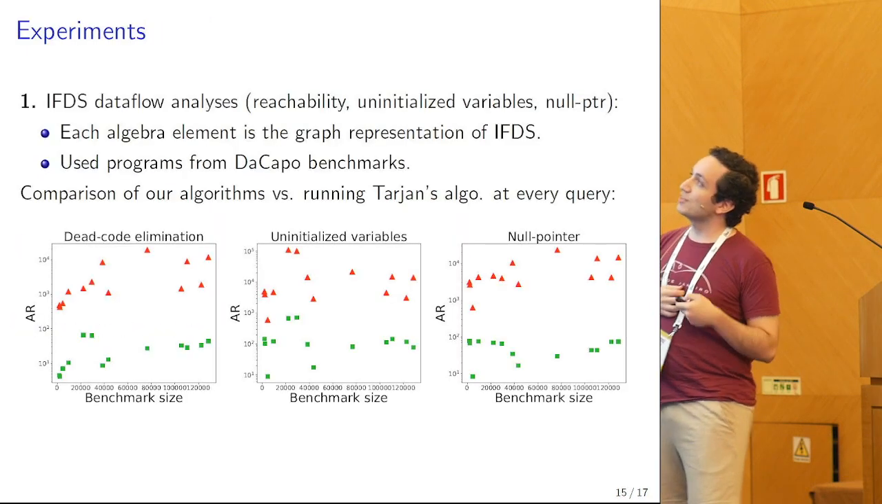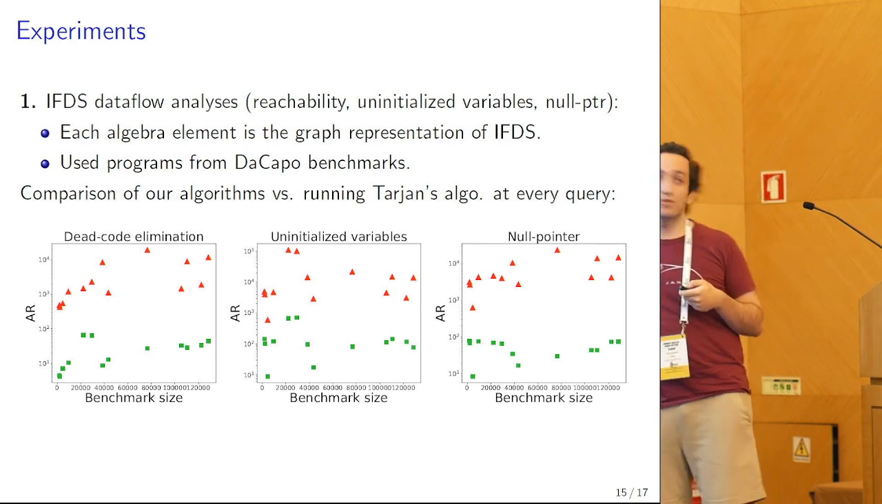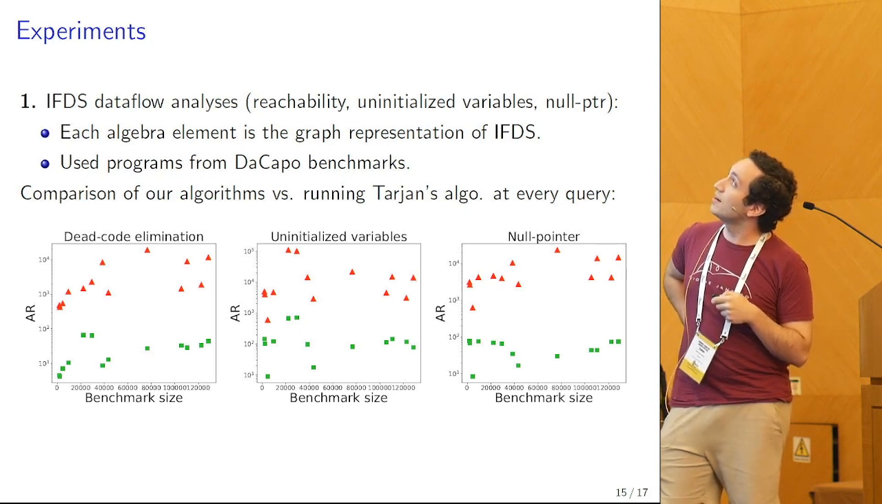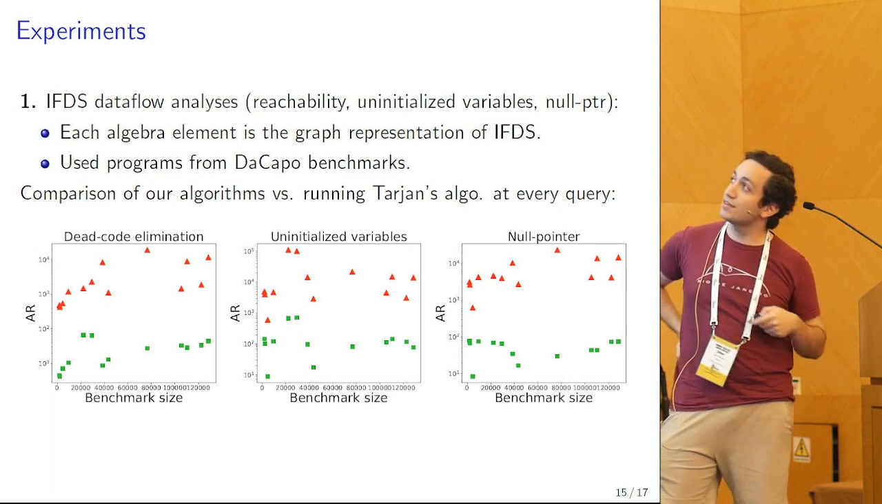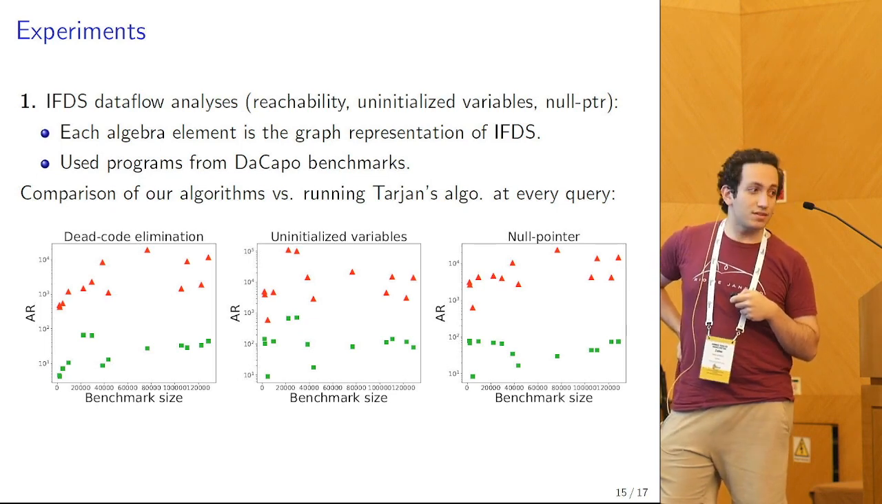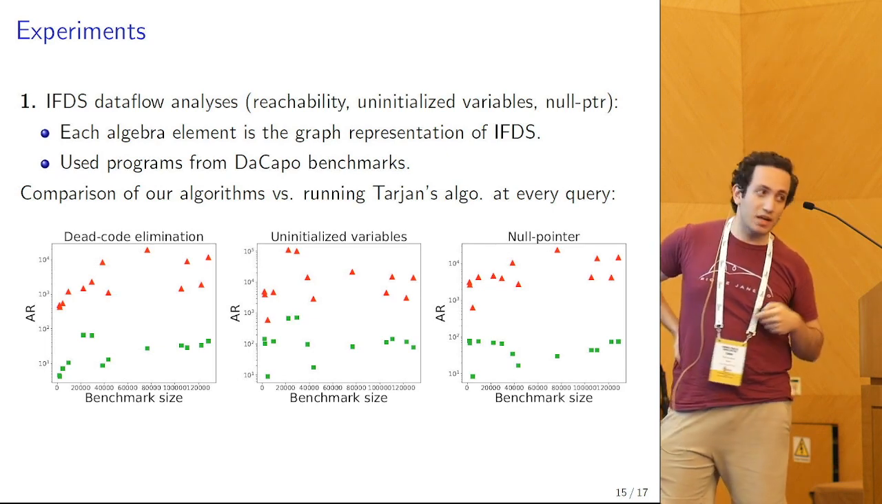And we actually did some experiments. We performed some standard data flow analyses that can be formulated within the IFDS framework. So we did reachability, uninitialized variable, and null pointer analysis. And in this case, each algebra element is the graph representation of the IFDS framework. And we tested this on programs from the DaCapo benchmarks.